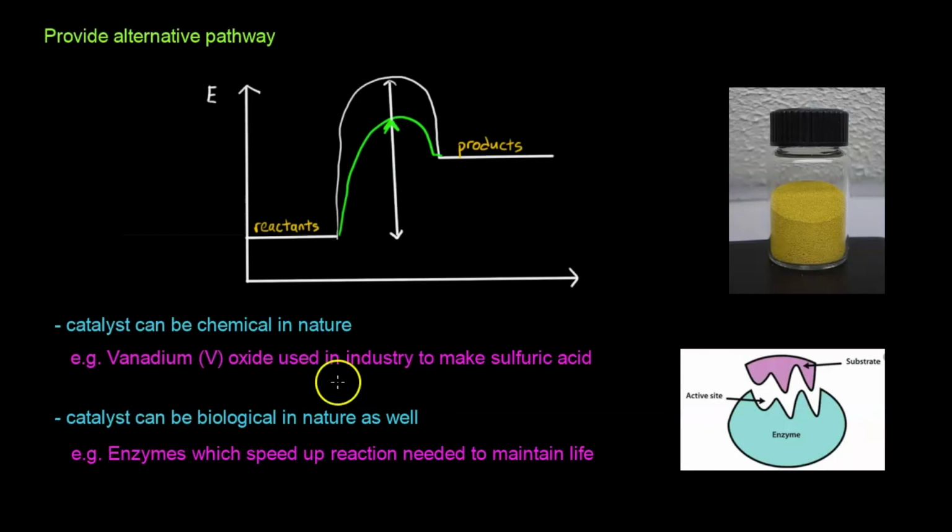Catalysts can also be biological in nature. Enzymes speed up reaction to maintain life. So this is more biology. But vanadium(V) oxide is an example you have to remember if they ask you to give an example of catalyst. And that will be all for the fifth factor which affects speed of reaction, and that's catalyst.